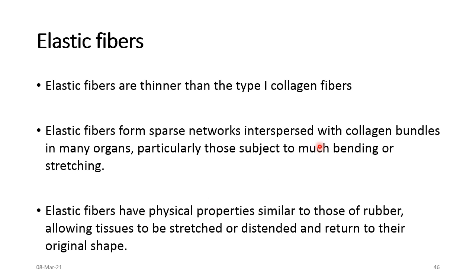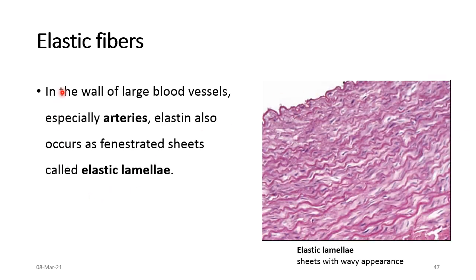فالإلاستيك فايبرز عندها physical properties similar to those of rubber، زي الاستيك، إنها بتتمطى تتمدد وترجع لوضعها الطبيعي تاني, allowing tissues to be stretched or distended and return to their original shape. طيب, الإلاستيك fibers موجودة in the wall of large blood vessels, especially the arteries.